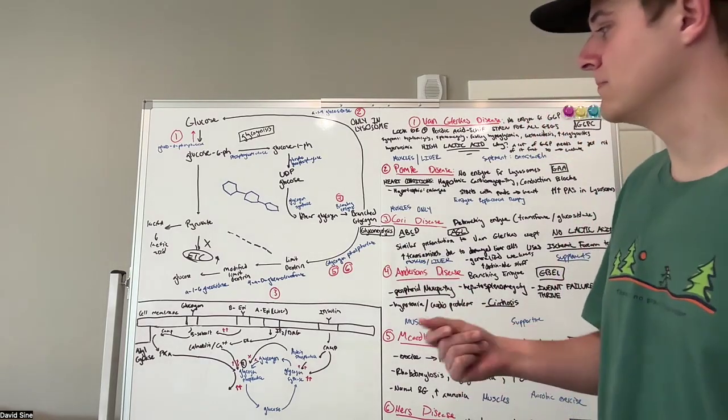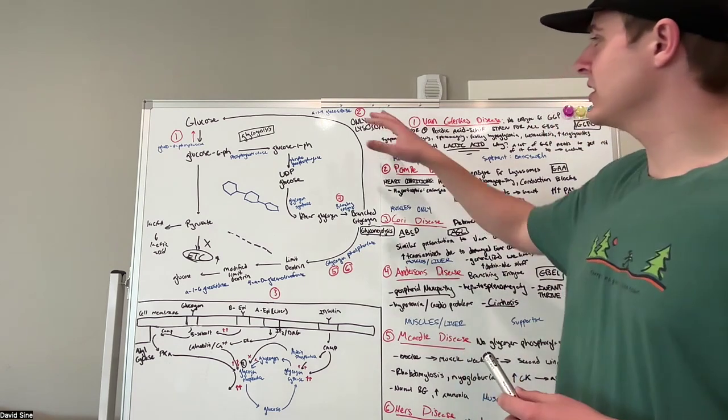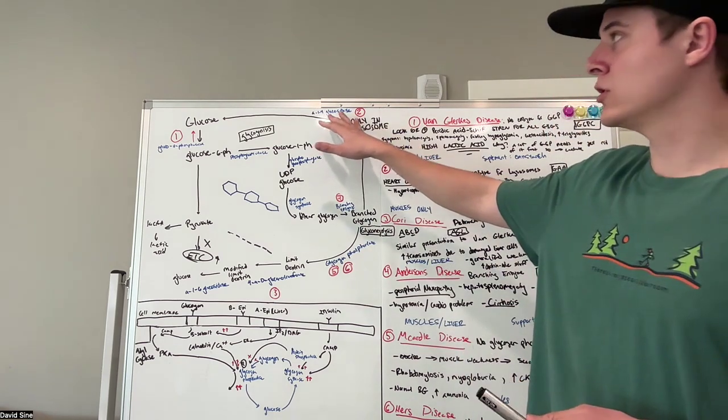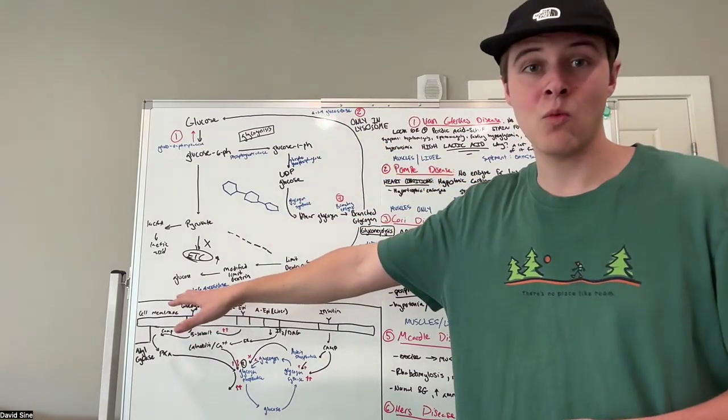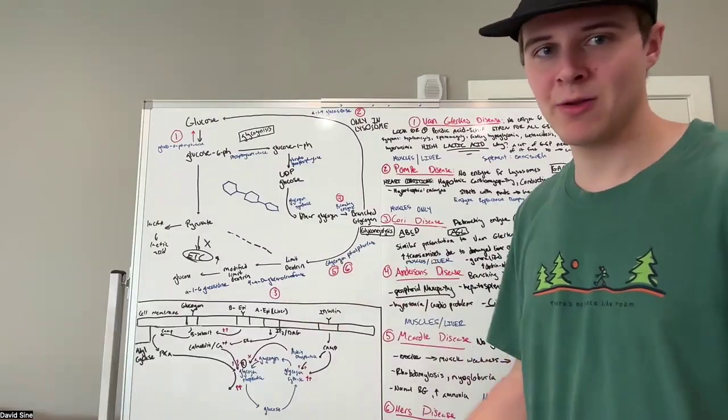Okay, Pompe disease, so number 2. I've got to go faster here. Pompe disease has to do with this really cool enzyme called alpha-1,4-glucosidase. Remember we saw alpha 1,6. Alpha and the 1,6 just refer to specific bonds in glycogen, if you don't know.